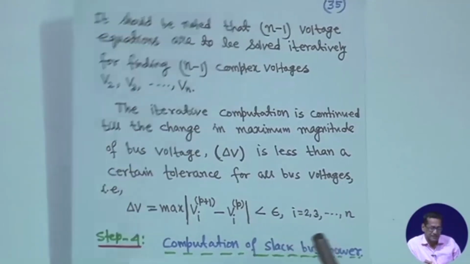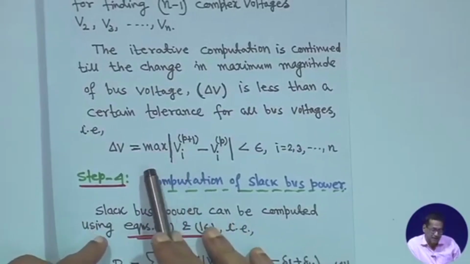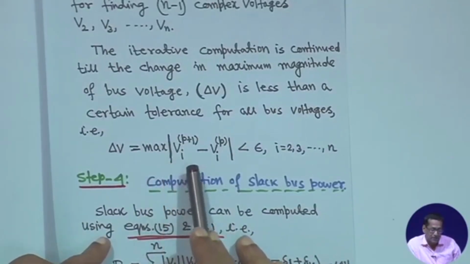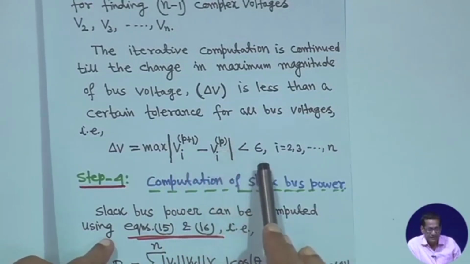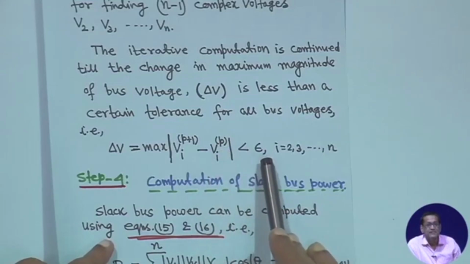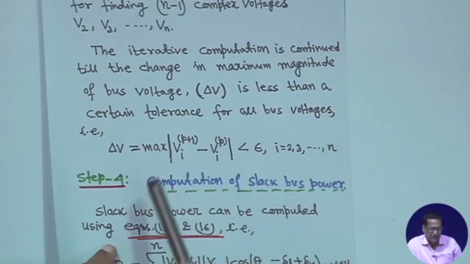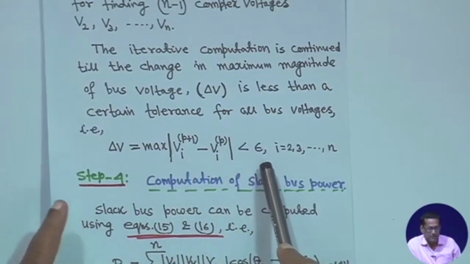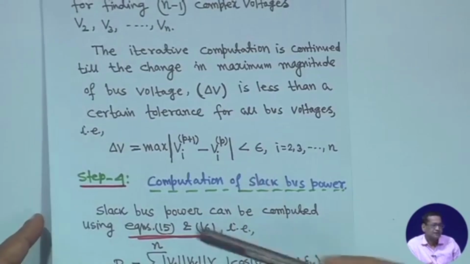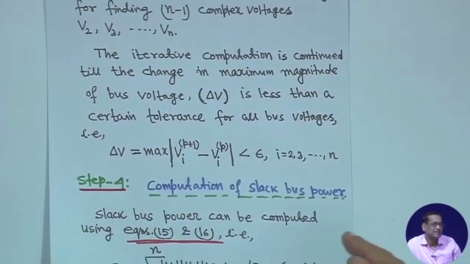check the convergence. This we have already discussed: take the convergence criterion, delta V is equal to the max of the absolute value of V_i^(p+1) minus V_i^(p), where p is the iteration count, is less than epsilon. You have to specify epsilon in your data file. Make epsilon 10 to the power minus 4 or minus 5, and check whether the solution has converged or not. If it has not, the iteration will start. We will take an example and show 2 or 3 iterations of how Gauss-Seidel is doing it.